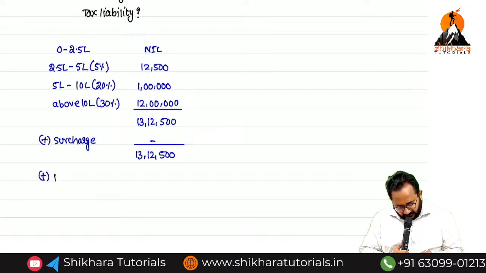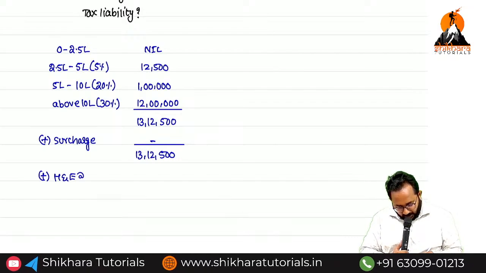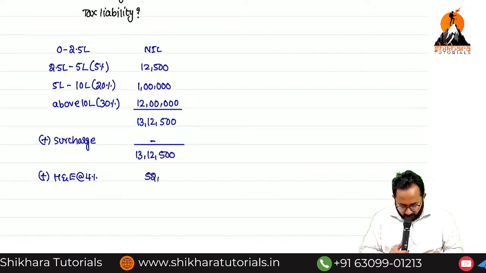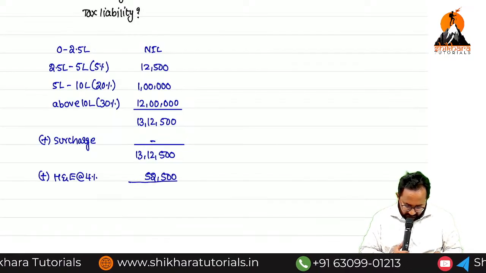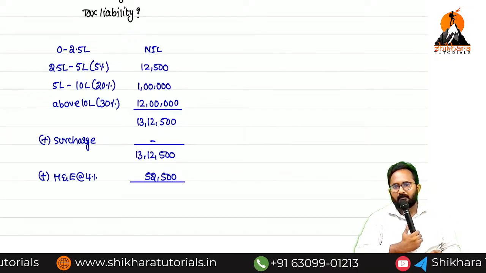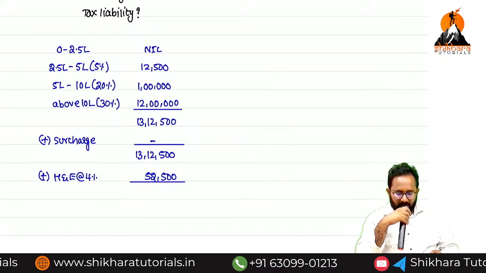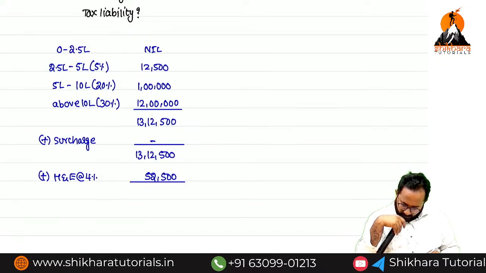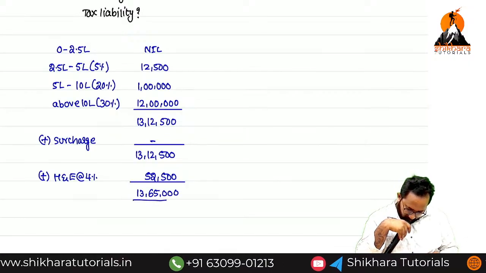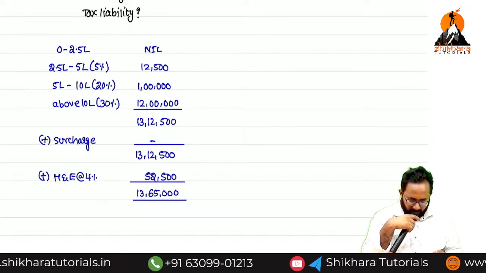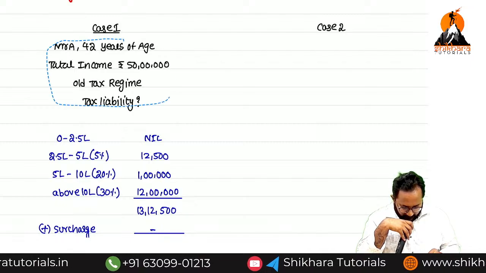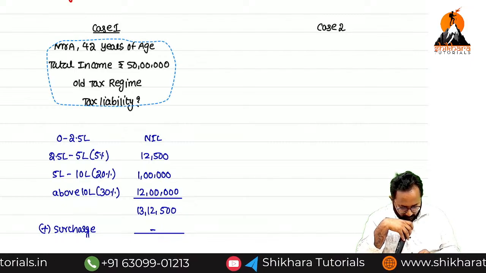Last step in tax computation, we are required to add the health and education cess, that is 52,500. I have an answer, that's why I am copying quickly. Now, please let me know what is that amount? 13,65,000. So this is the answer we got. Can I give the second case? Yes, sir. I'm copying the first case. If possible, you can also copy.